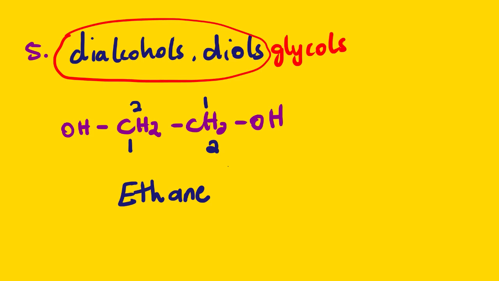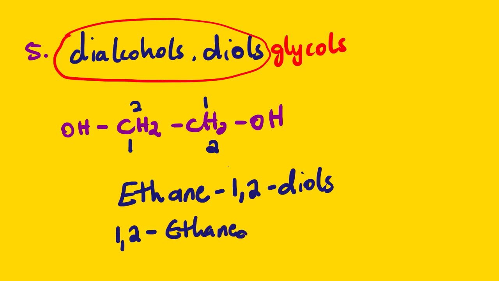So the name will be ethane, then we have hyphen. We have to indicate where we find those hydroxy groups. We find them at alcohol number 1 and alcohol number 2. Then we put hyphen, diol. So this is the name. Sometimes you might find it written like 1,2-ethanediol. Let me actually rectify this. It's not diols, it's a diol. Another name for this is ethylene glycol.